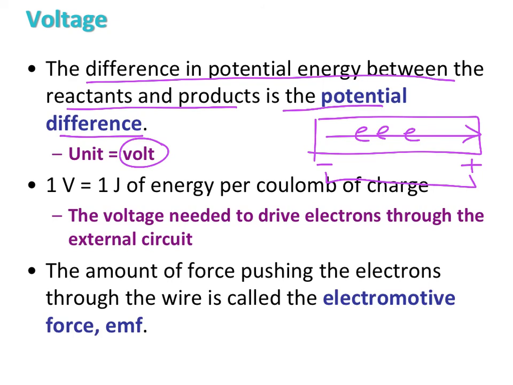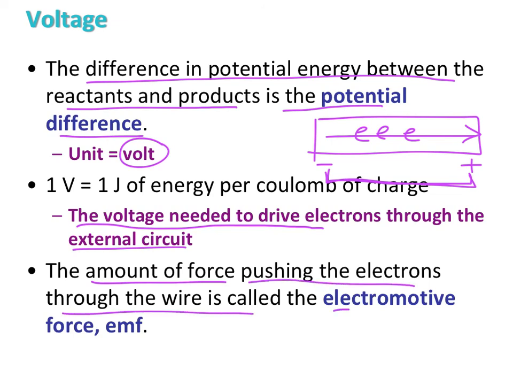So voltage has to do with how much energy you need to drive electrons through a circuit. If it has a big difference, you need more voltage to drive those electrons through. And we actually have a force that we can describe as pushing electrons. The amount of force pushing the electrons through the wire is called, specifically, electromotive force, EMF.